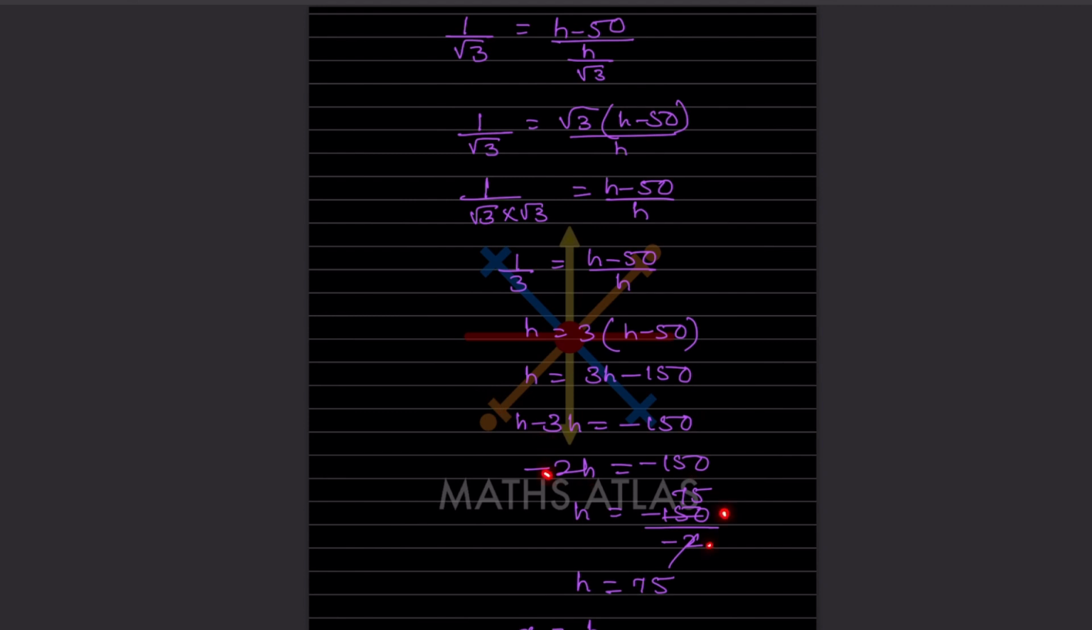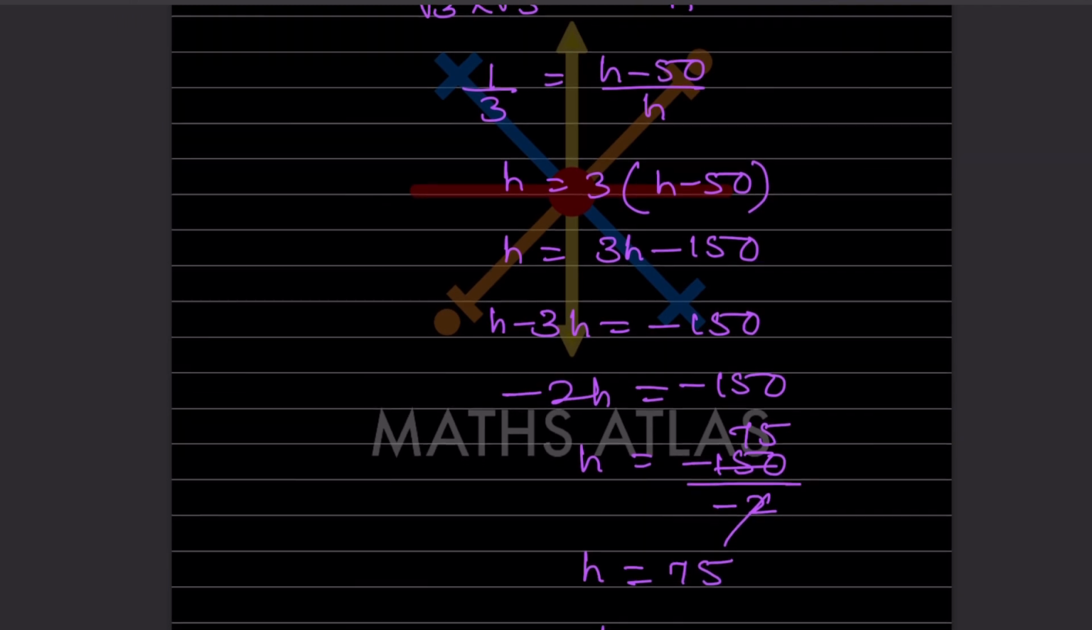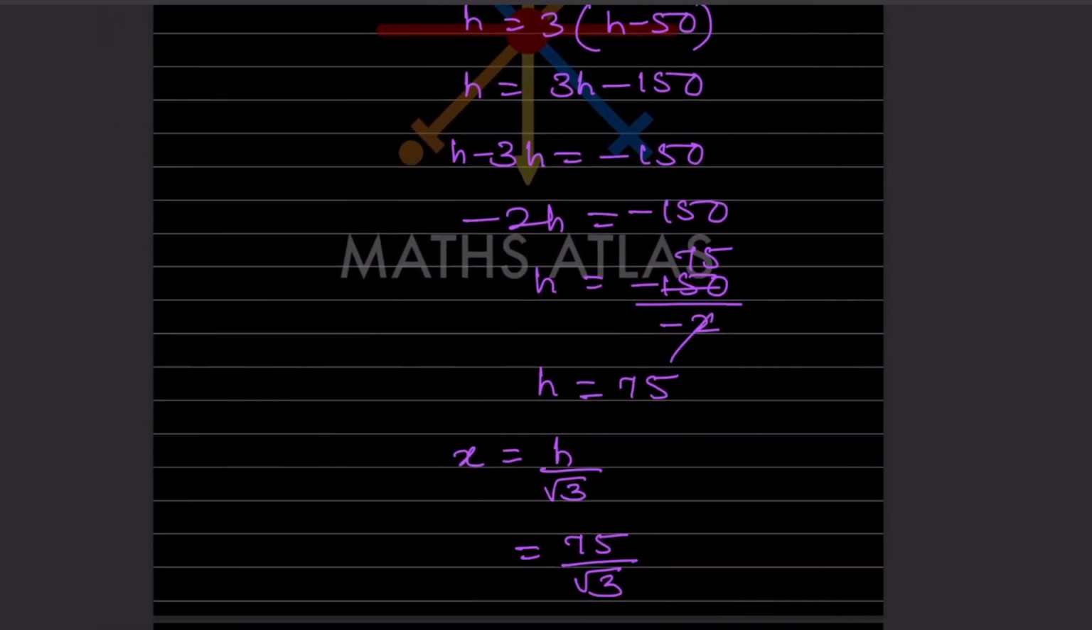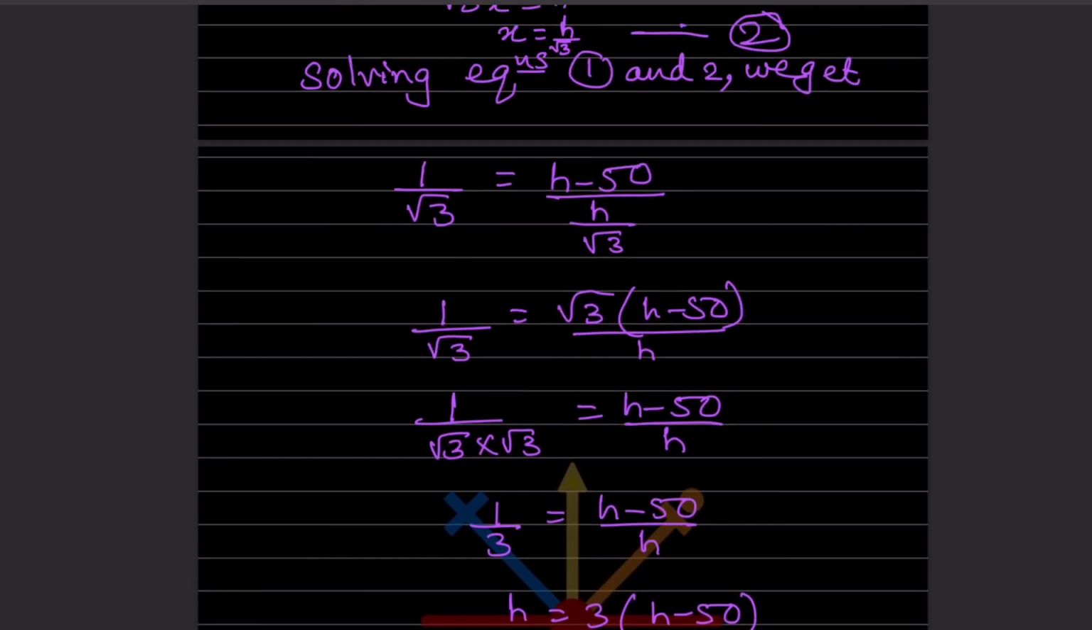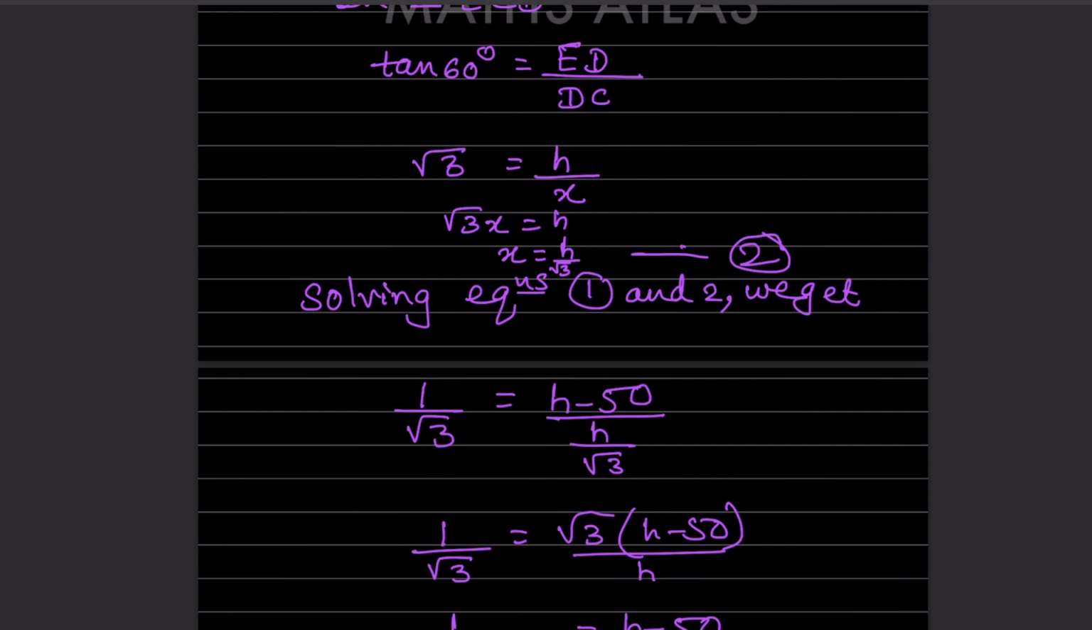So h will be minus 150, and this is going to get divided by minus 2. So h will be here 75. So now you got h is 75. So what will you write here? You will write here x. So you are going to put it in the equation.